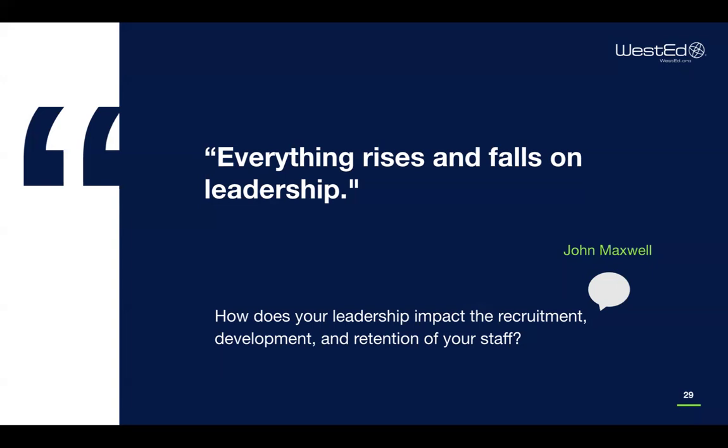Take a moment to think about how this quote applies to your role as a school leader, especially when it comes to talent development. How does your leadership impact the recruitment, development, and retention of your staff?